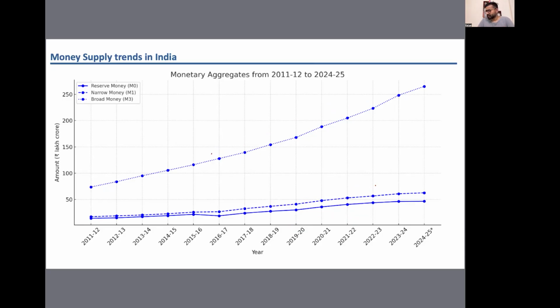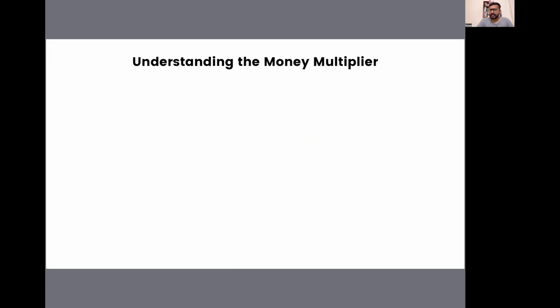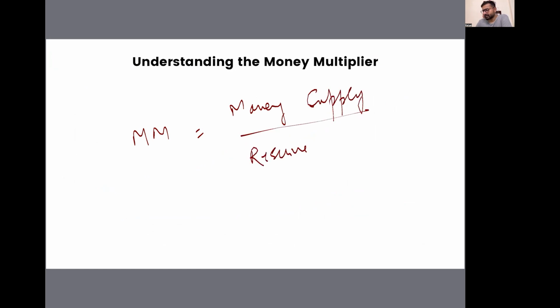Okay, let's move forward to understanding the money multiplier. As you must know, the money multiplier is money supply divided by reserve money. All right. So this you already know from the chapter on money in Indian Economy Handbook. Now we see why the money multiplier increases in any economy.